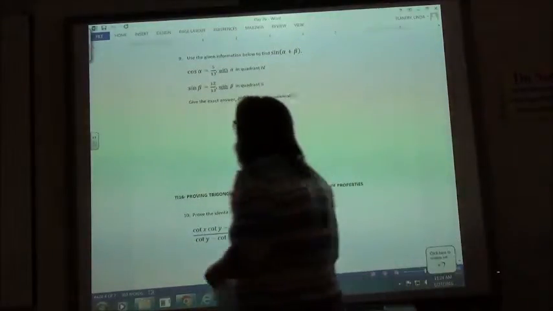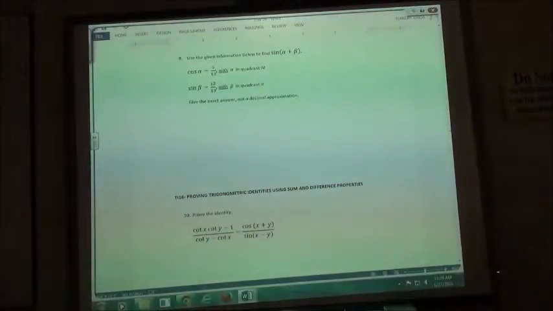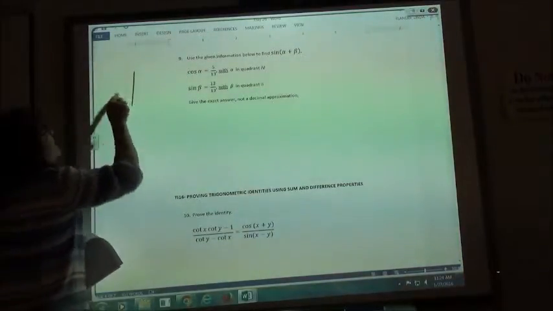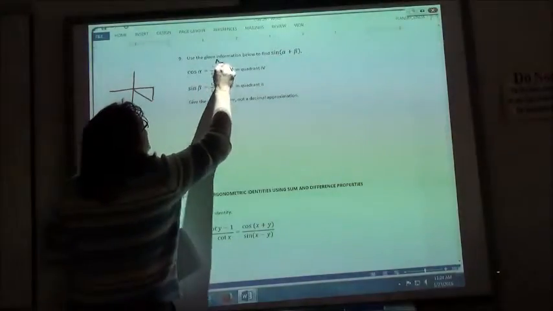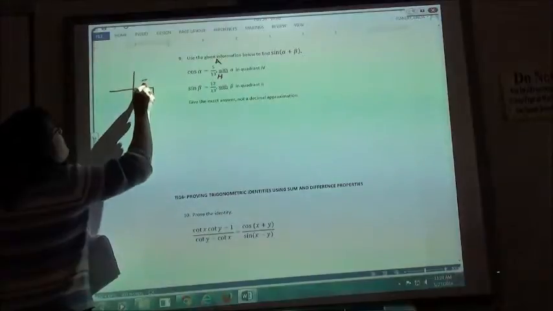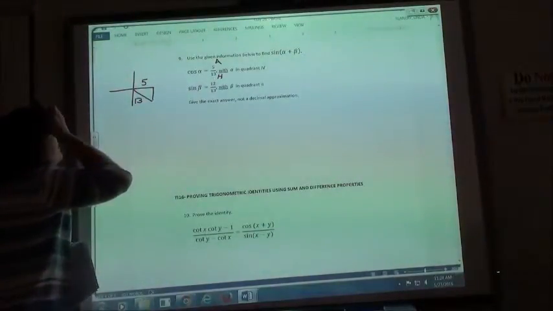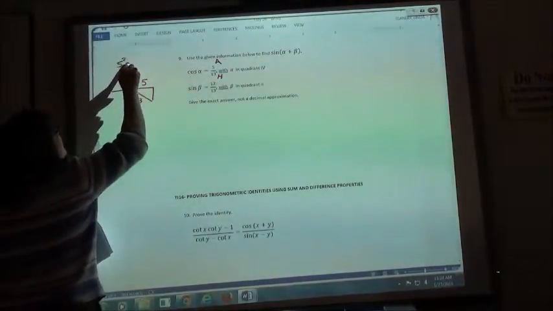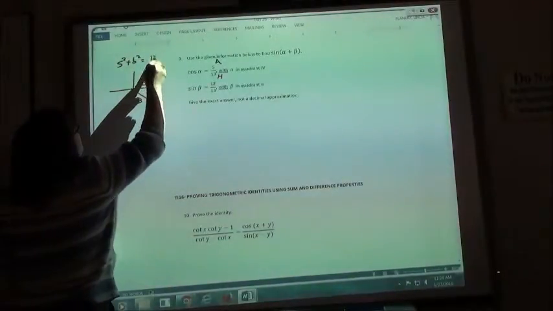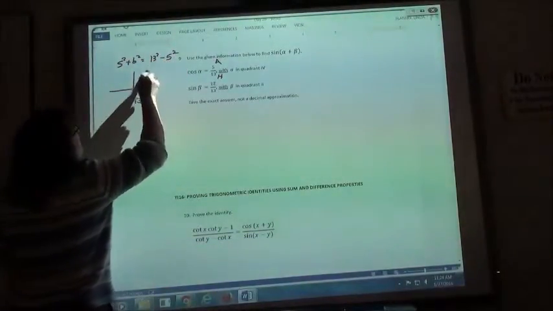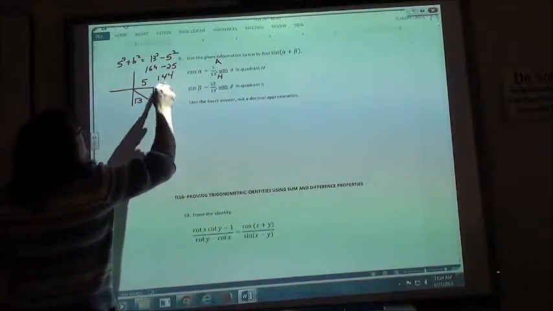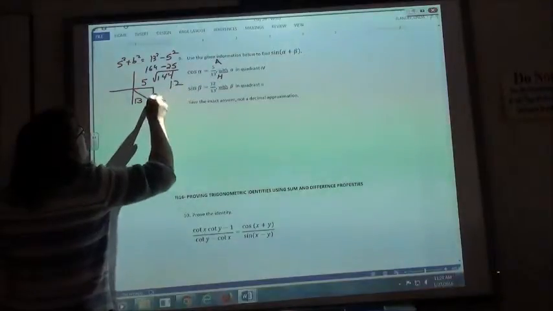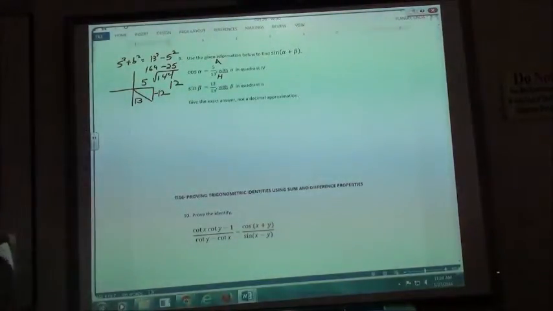Number 9, same kind of thing, doing the sine of alpha plus beta, starting off with my first angle in quadrant 4. My cosine is the adjacent over the hypotenuse, so 5 over 13. So 5 squared plus b squared equals 13 squared. I'm going to subtract my 5 squared. 169 minus 25 was 144. Square root of 144 was 12. It's going down, so it's got to be negative 12, right?